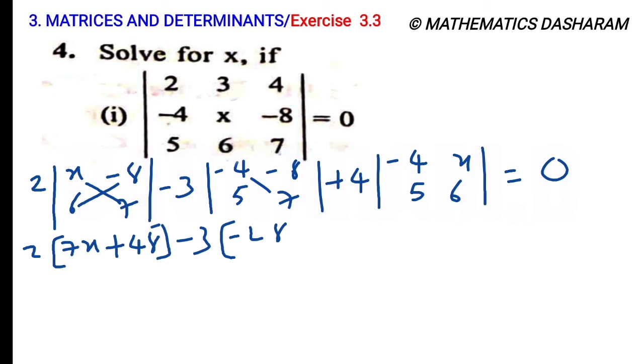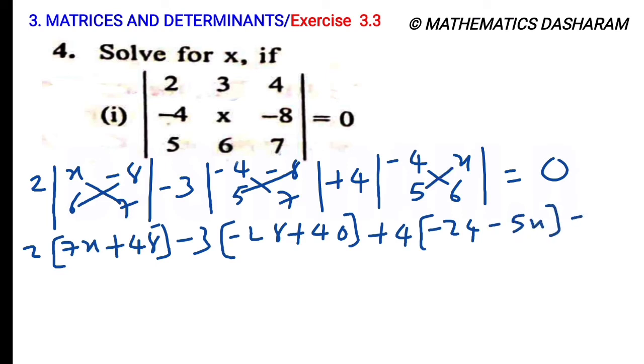Next, 8 5s are 40, so plus 40, plus 4 into minus 4 into 6 is 24, minus x into 5 is 5x, it is equal to 0. Now 2 multiply inside: 2 7s are 14x, plus 8 2s are 16, 1 carry, so 96. Next, 3 into bracket of minus 28 plus 40 is plus 12.